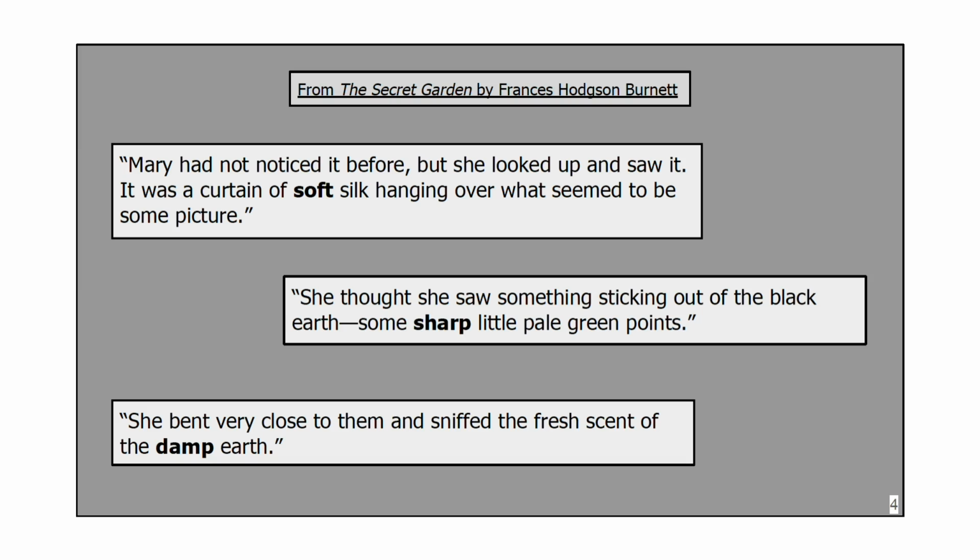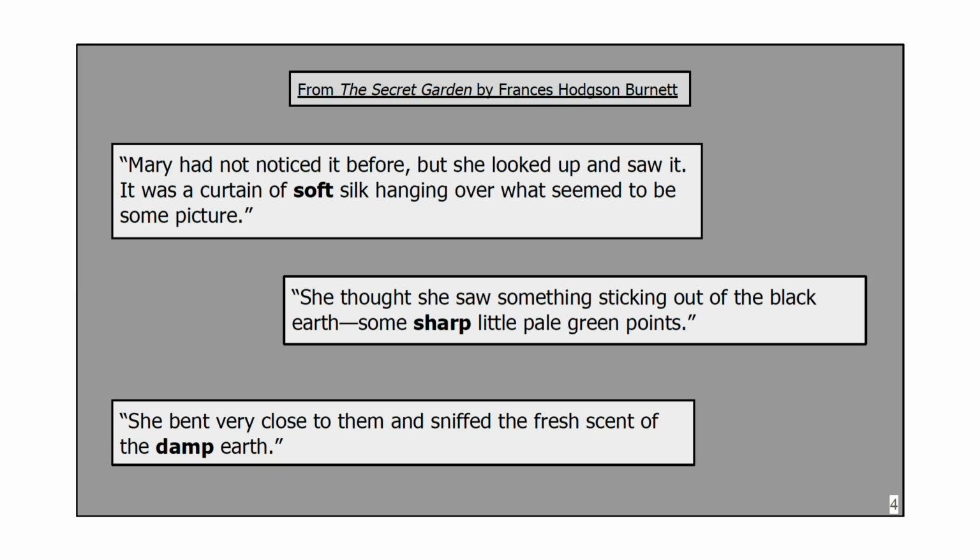Our last example is similar. She bent very close to them and sniffed the fresh scent of the damp earth. The quality of the earth is described as damp. In this sentence, Mary does not feel the earth, but she can expect the earth to feel damp because of the way it looks and smells.